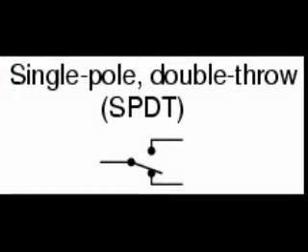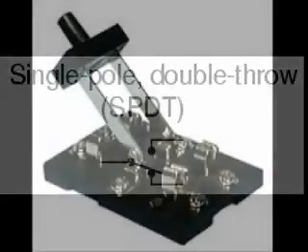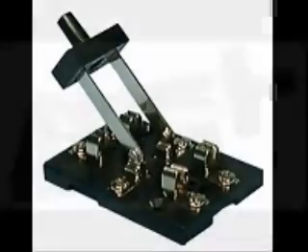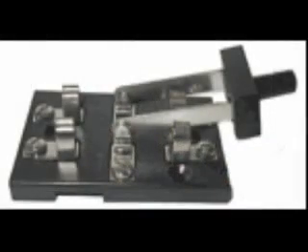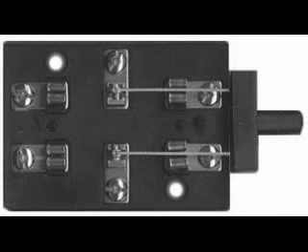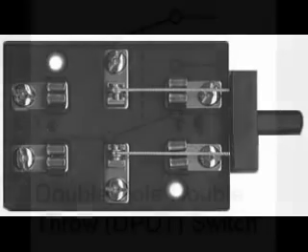This knife switch has two moving contacts or poles. It also has two stationary contacts or throws. It is called a double pole double throw switch, abbreviated DPDT for short. It is like two separate single pole double throw switches operated by one handle. This is the symbol for a double pole double throw or DPDT switch.